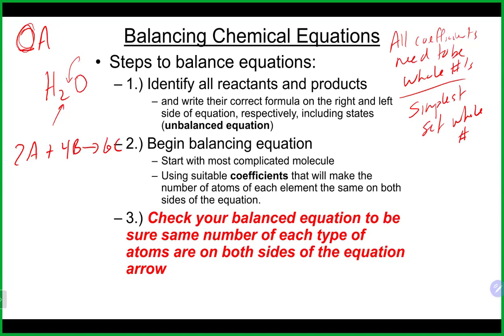But when I look at the coefficients, I have a 2, a 4, and a 6. Is it possible to reduce all those numbers and still have whole numbers? Yeah, I could divide everybody here by 2, and you would want to do that and get an equation that looks something like this, which is the simplest set of whole numbers.